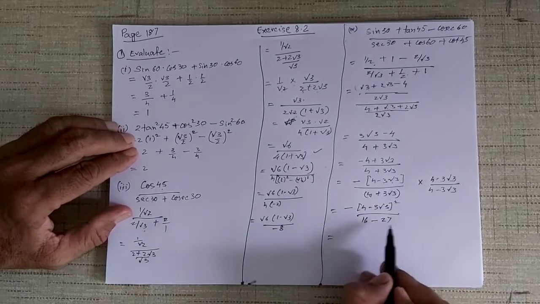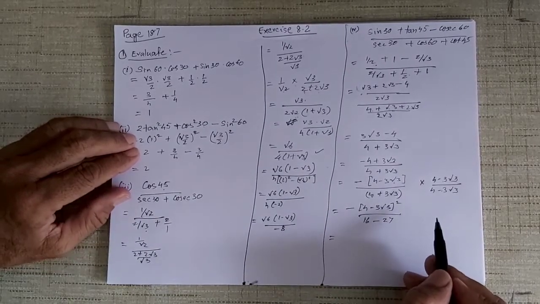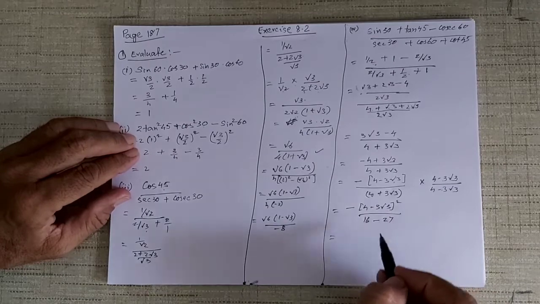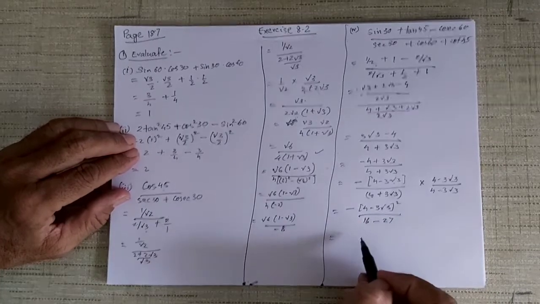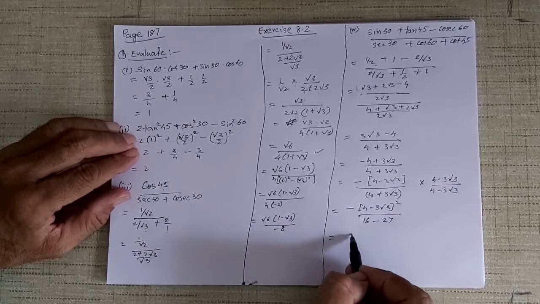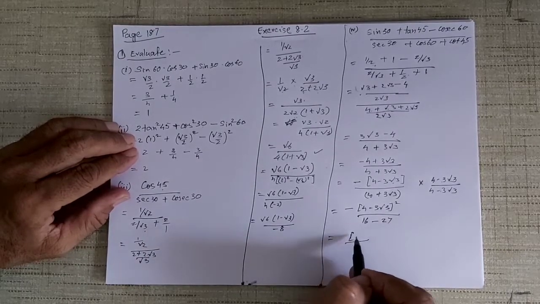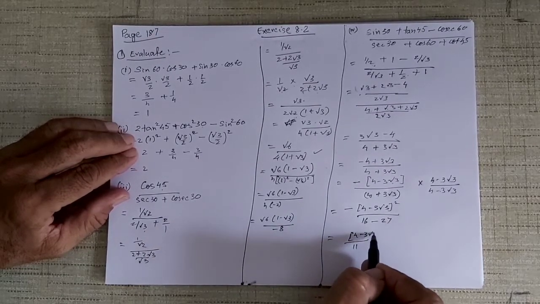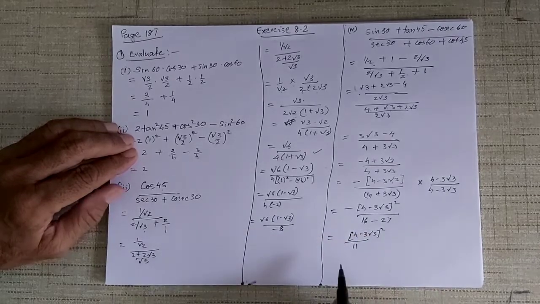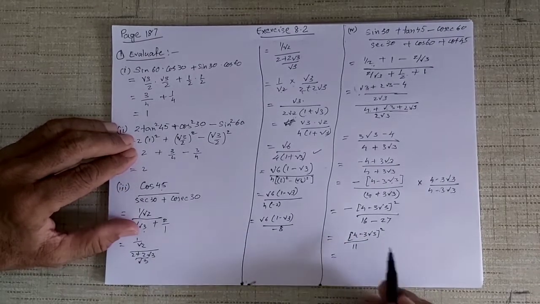Okay, now 16 minus 27 would be minus 9. Okay, minus 9 and minus 2 is minus 11. Minus sign will cancel out. I will get at the bottom 11, and here I will get 4 minus 3 root 3 whole square. Okay, minus sign will cancel out, remember.